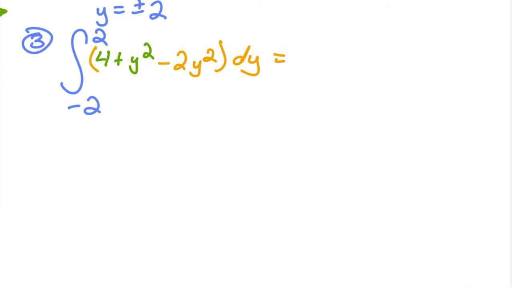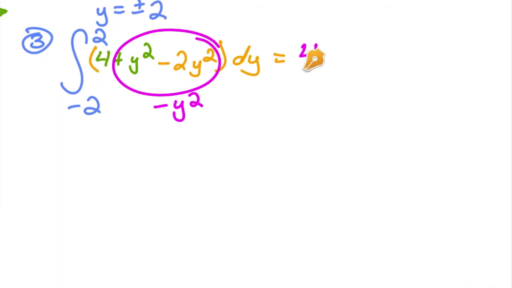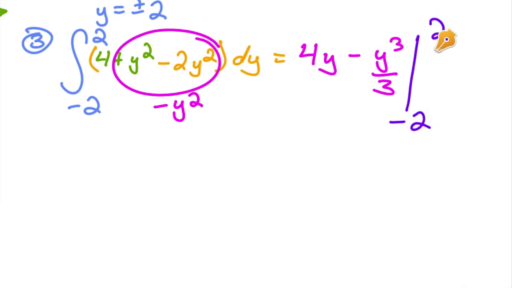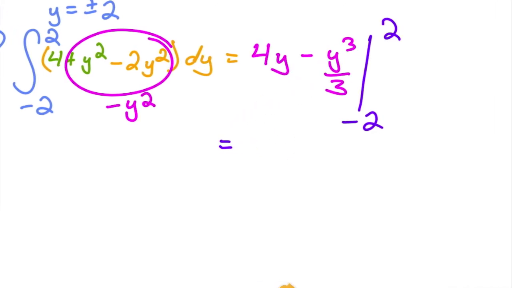So we get, let's combine these two, so y squared minus 2y squared, that's minus y squared. And so when I get the antiderivative, I get 4y, that's the antiderivative of 4, and then minus y cubed over 3, evaluated from negative 2 to 2. Okay, so then I get, plug it in, top minus bottom, all that kind of good stuff.